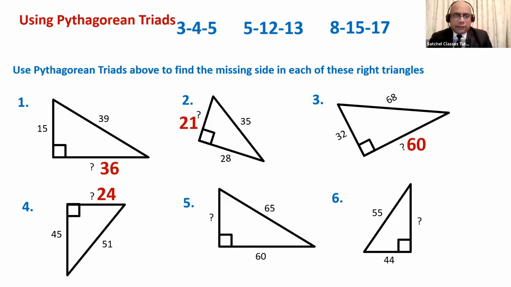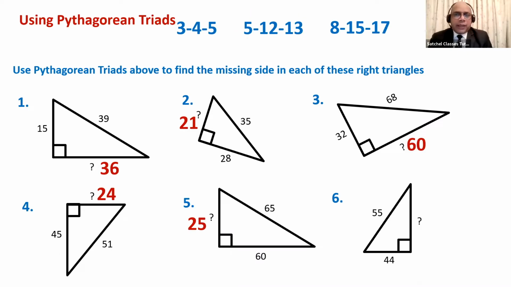The next triangle has a hypotenuse length of 65, which is a multiple of both 5 and 13. So let's link it to one of these triangles by looking at the other side. Okay, the other side is 60. 60 is 12 times 5. So we can link it to the second triad. The multiplier is 5 this time. So 13 times 5 is 65, 12 times 5 is 60. So the missing side of that right angle triangle has to be 5 times 5, which is 25 units.